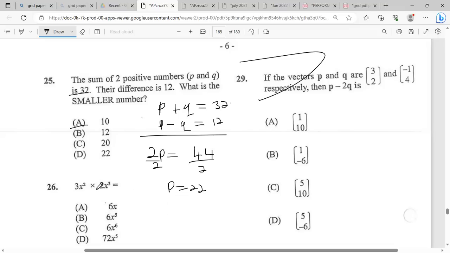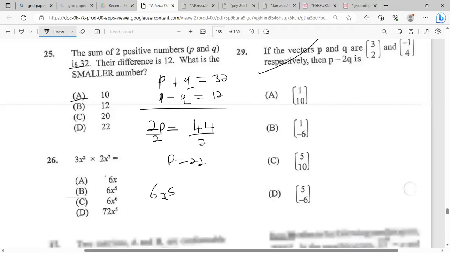All right, this one says 3x squared times 2x. That gives us 6x, and we add the powers, that's 5. Guys, we're not spending a long time on them here because they come regularly, and we've been through them already, all right?